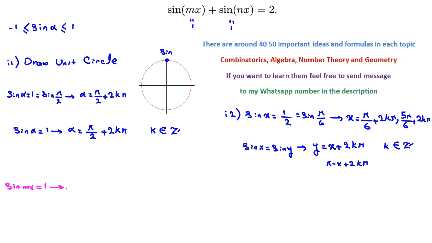By this part, mx equals pi over 2 plus 2k pi, where k is an integer. Also sin nx equals 1, so we can say nx equals pi over 2 plus, for example, 2l pi, where k and l are integers. There exist k and l such that mx equals this and nx equals this.